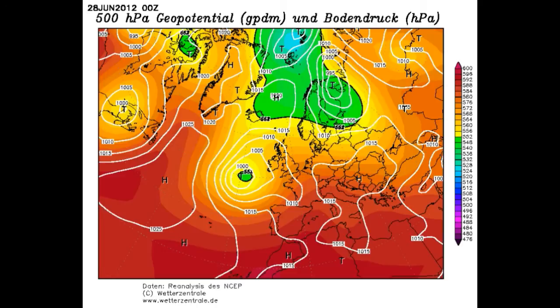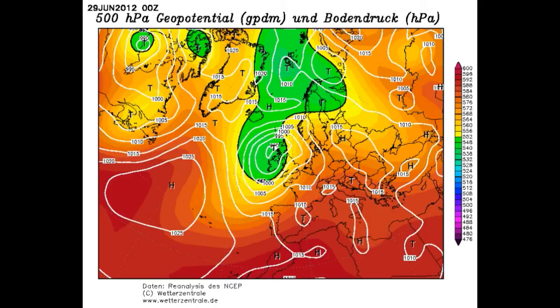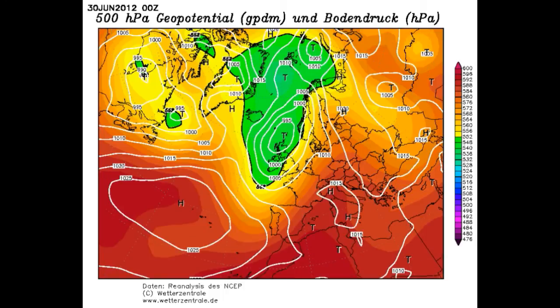But it doesn't last, because by the time we get to the 29th, that low pressure moves in and it brings cool, wet weather all across the country. And then really by the 30th, that's how we finish June, with the same pattern, low pressure coming in off the Atlantic.